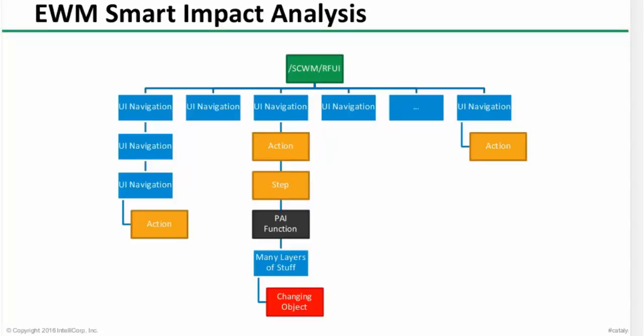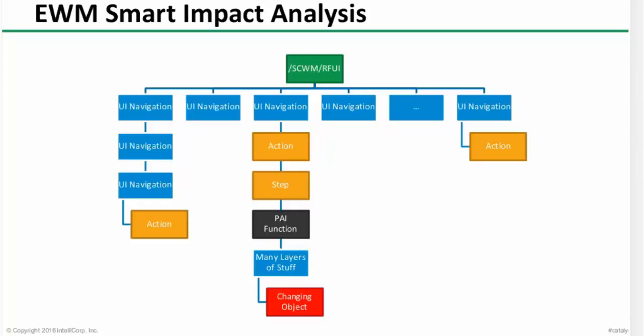And if we take a look at what the EWM Smart Impact Analysis looks like, you always start with that transaction up at the top. So RFUI has many different process paths that you can go through to get to the processes that you're looking at in your system.